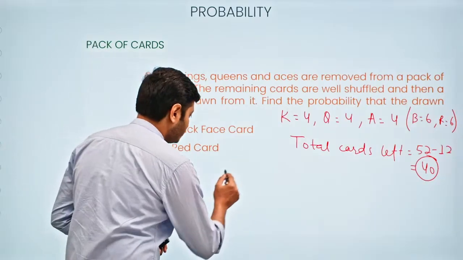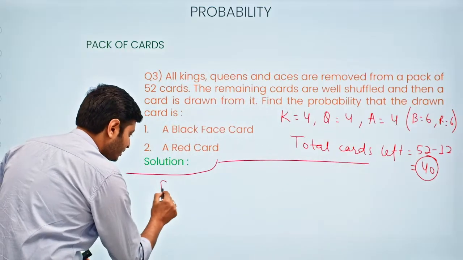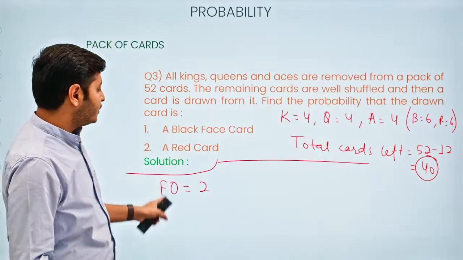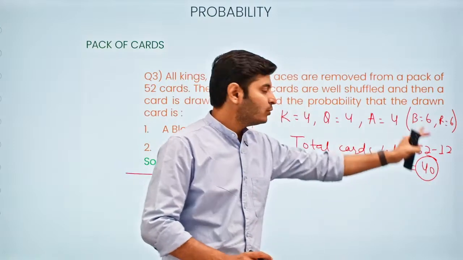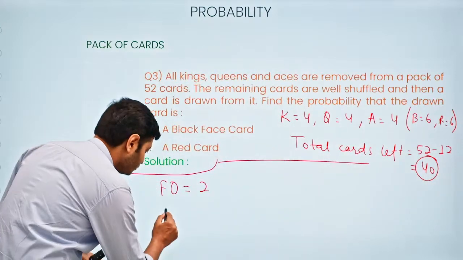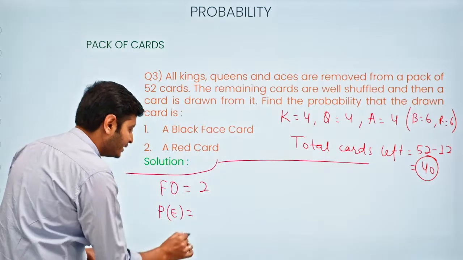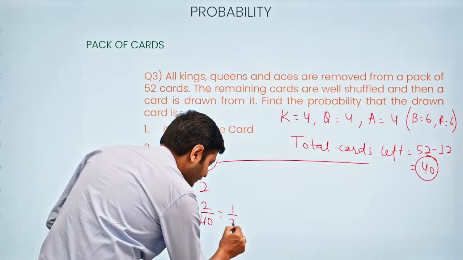So the total number of favorable outcomes, okay, let me use this space. Total number of favorable outcomes here is 2. And what is the total number of outcomes? 40. Because we already removed these 12, no? So probability of getting a black face card in this scenario is 2 by 40. That is 1 by 20.